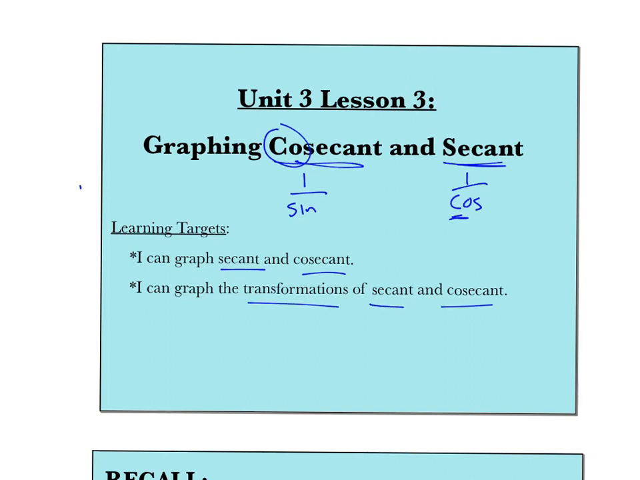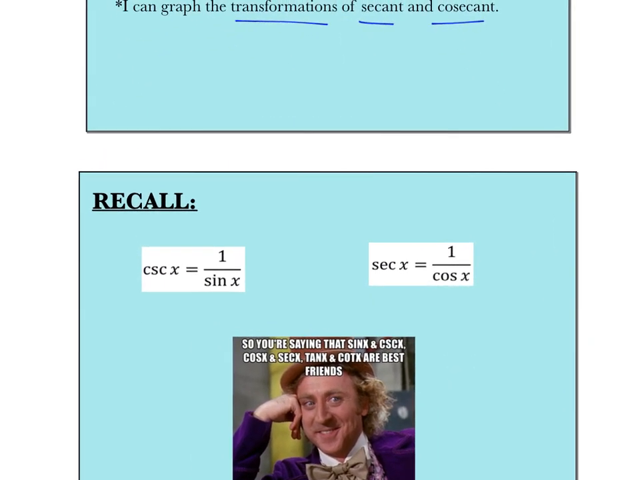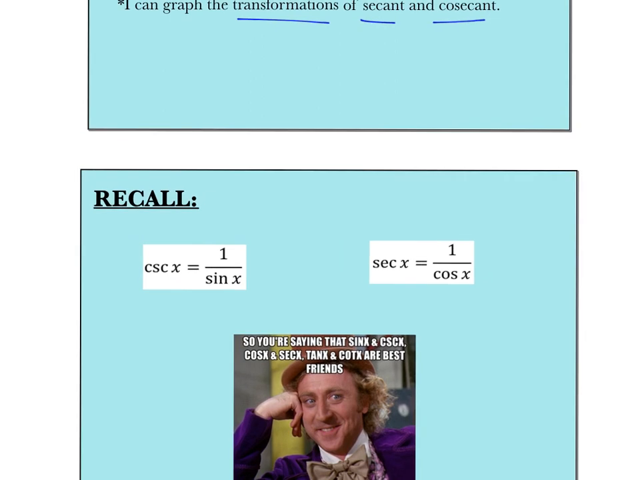Now, good news first, we're not going to get too crazy with the transformations. I'm more interested in, can you sketch a simple graph of what cosecant and secant is. So if you look, you remember cosecant is just 1 over sine, secant is 1 over cosine.